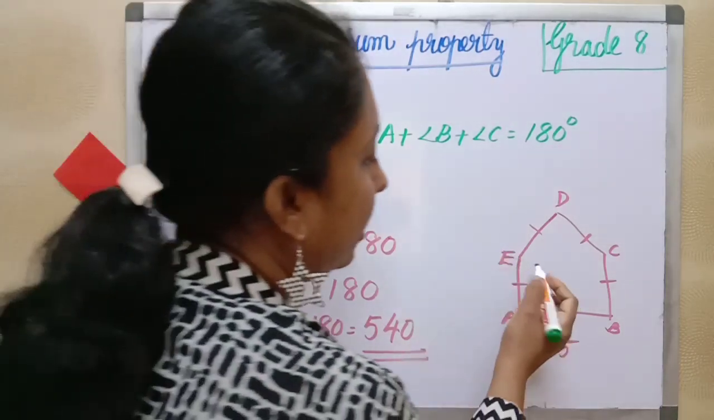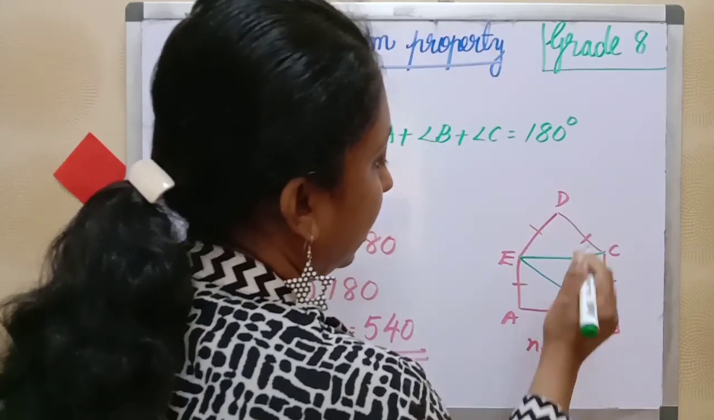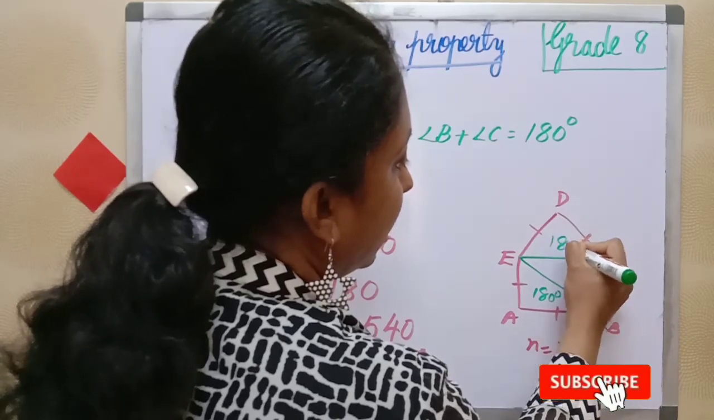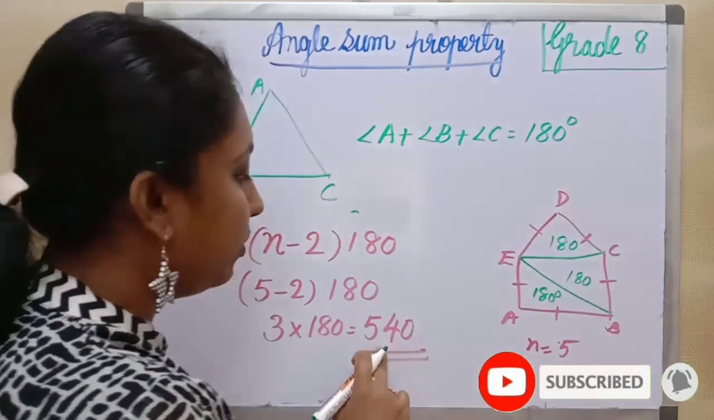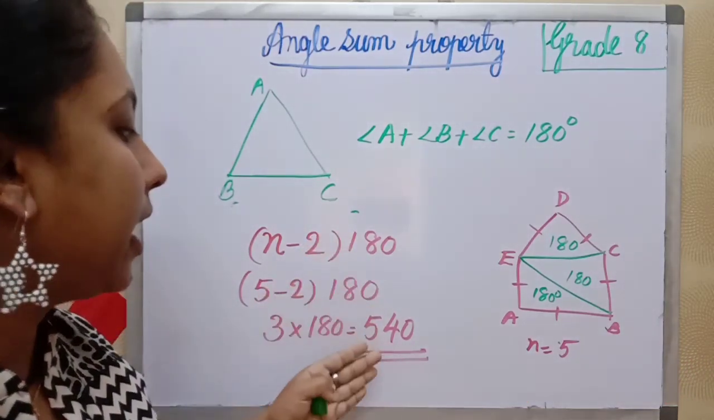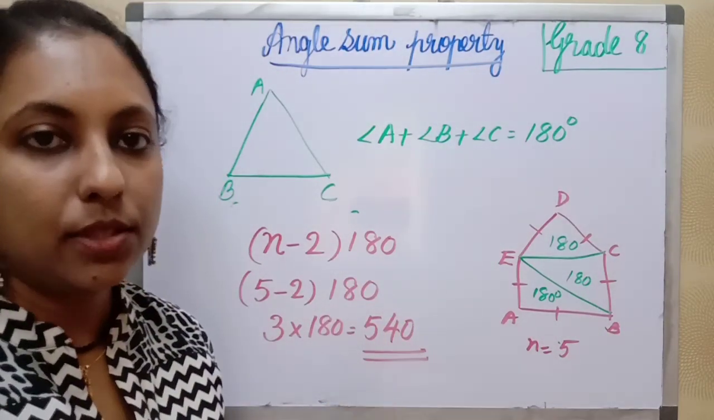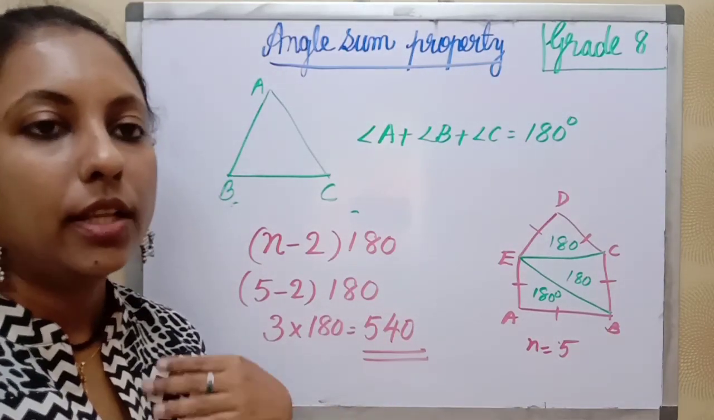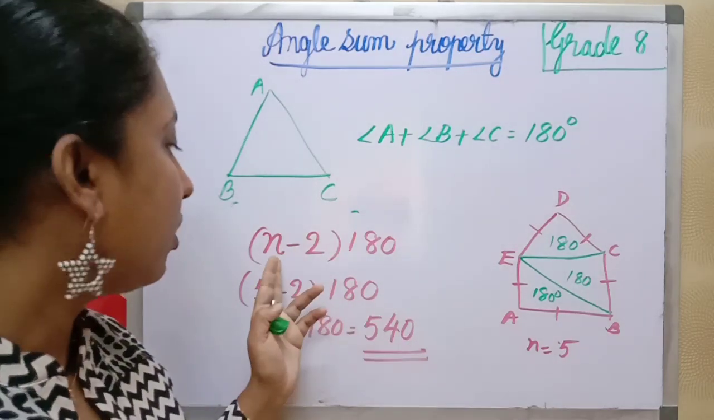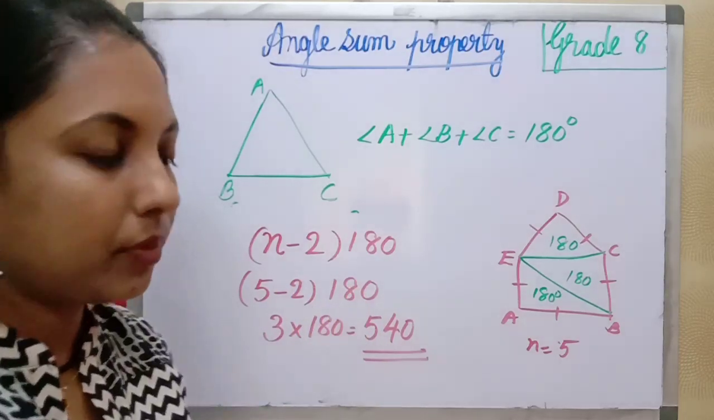We can also divide the regular pentagon into 3 triangles: 1, 2, 3. Each is 180 degrees, and 180 into 3 is 540. So the sum of the interior angles of a regular pentagon is 540. This way we can find the sum of the interior angles of any polygon when the number of sides is given. Hope you understood.